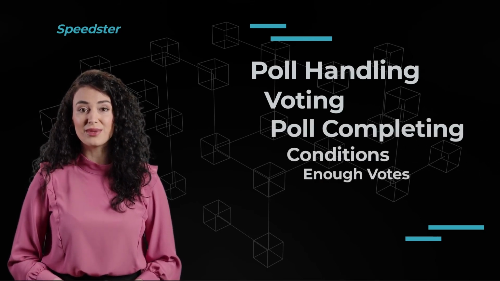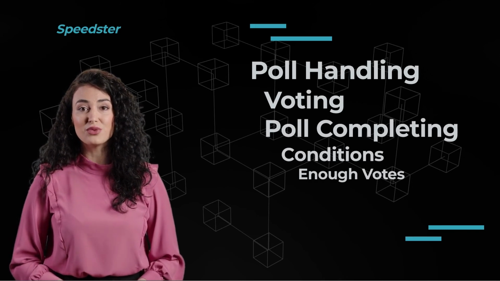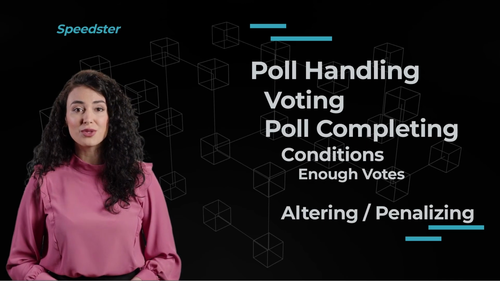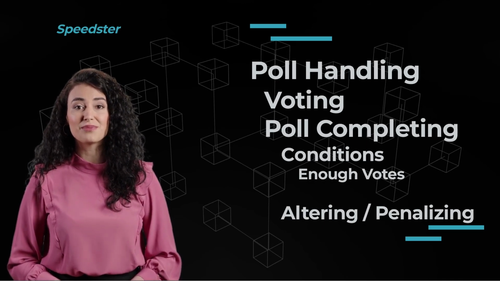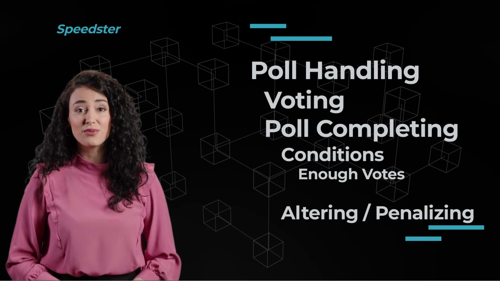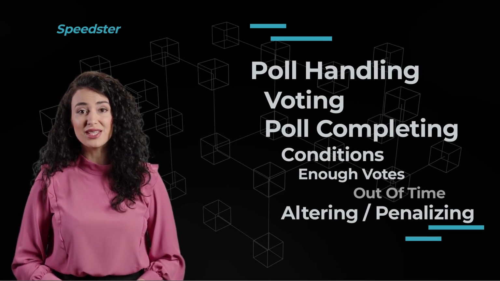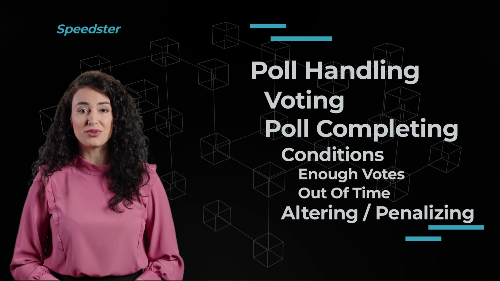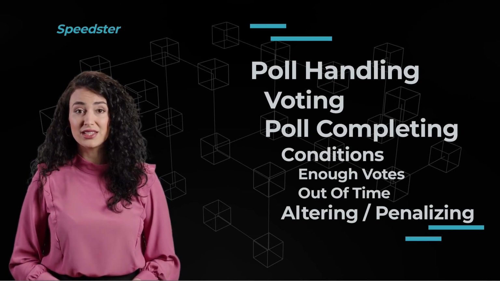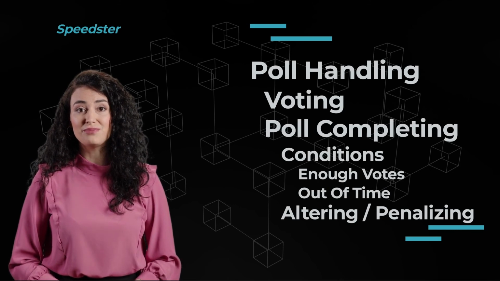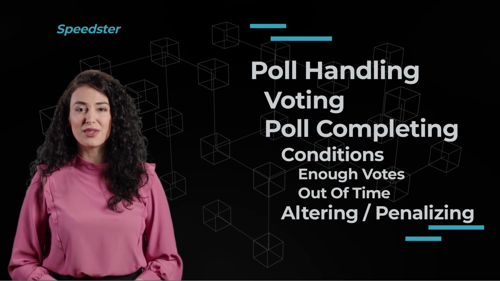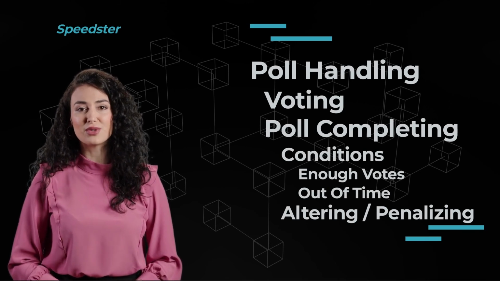Once enough votes have been cast, the threshold values will then be altered if the poll is accepted, or the Speedster who created the poll will be penalized if refused. A poll can also terminate before enough votes have been cast if a determined number of blocks have been generated since the poll's creation. The penalizing of the Speedster can vary greatly. For example, it could be proportional to its Speedster level. Moreover, some implementations will also choose to penalize Speedsters who voted against the final result of the poll.